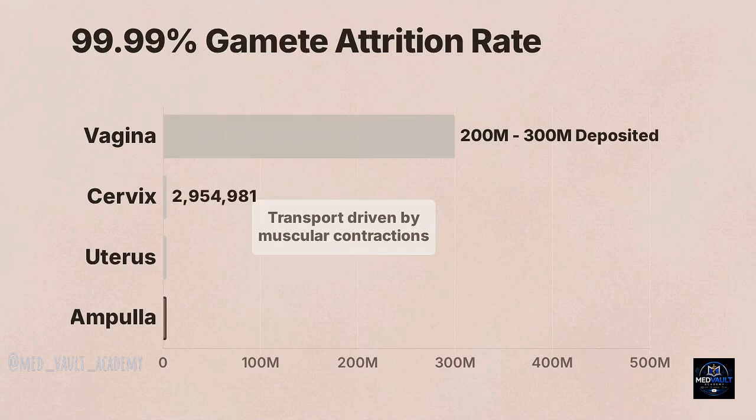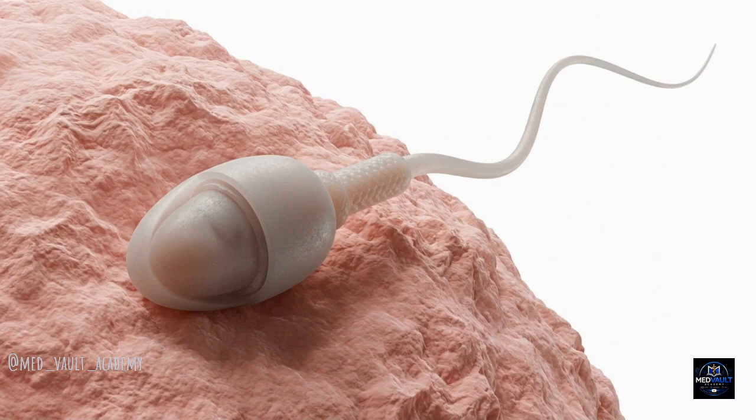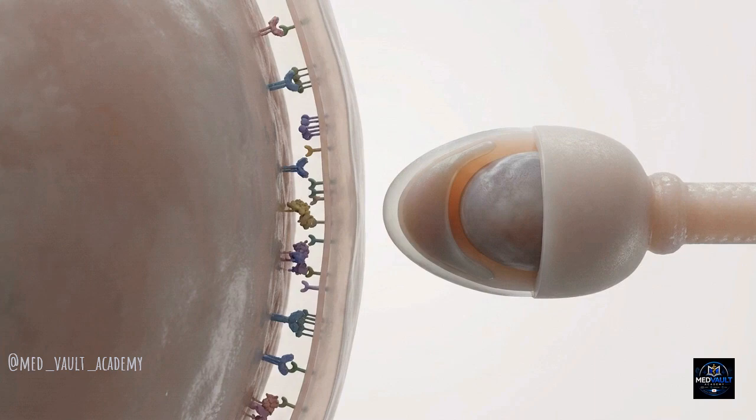Only 1% of the sperm manage to enter the cervix. Millions more are lost navigating the uterus. By the time the survivors reach the ampulla, only 300 to 500 spermatozoa remain from the original hundreds of millions. However, physical arrival is not enough. These sperm are not yet capable of fertilizing the oocyte. While the migration serves as a rigorous endurance filter, the surviving sperm must still undergo a series of molecular changes to breach the oocyte's barriers.